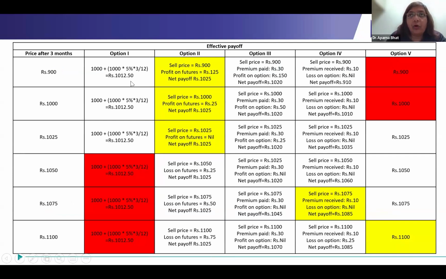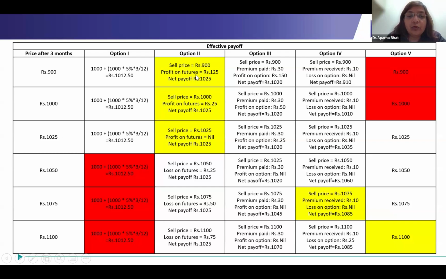So if they had gone for alternative one, what was the first alternative? Sell everything and invest in a money market instrument for 3 months. They would have ended up getting 1012.50, which is good, right? Which is better than getting 900. Okay. If they had not done anything, okay, last alternative, don't do anything, what would have happened? Their stock would have been worth only 900 at the end.